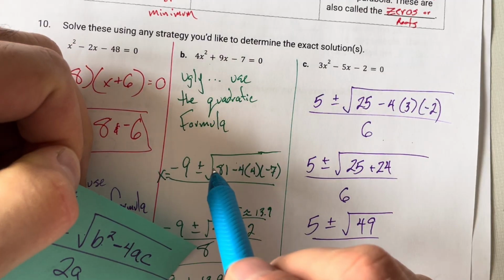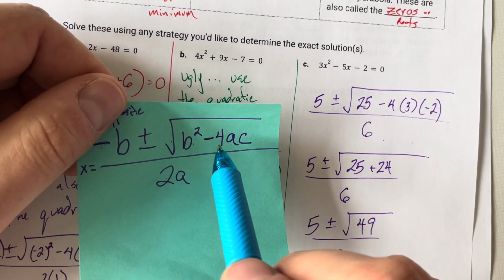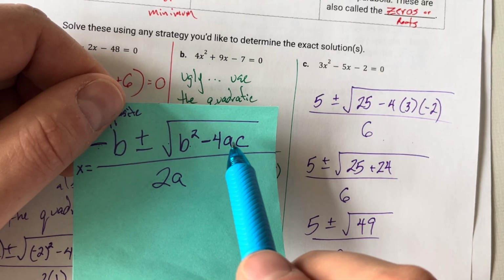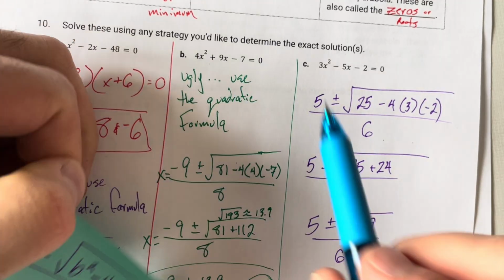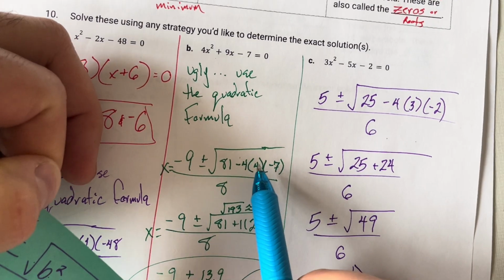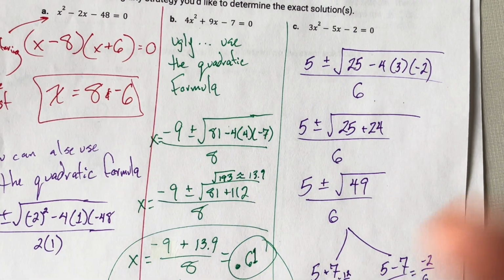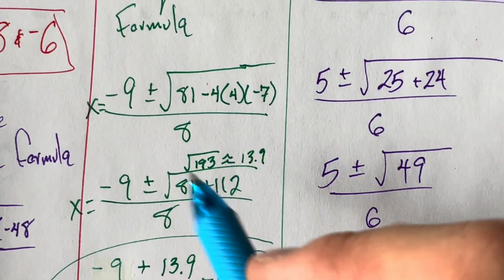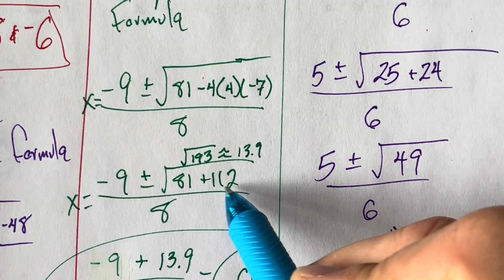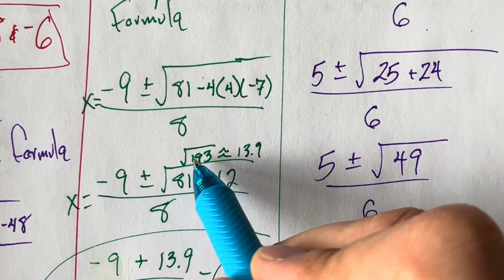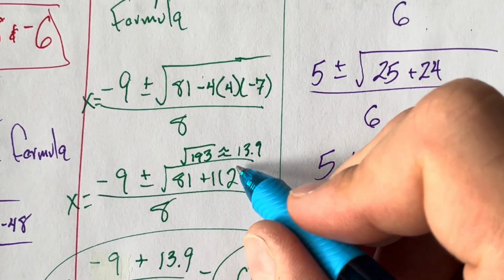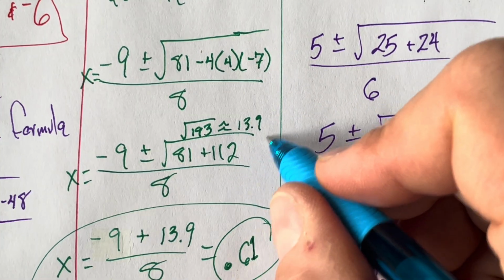9 times 9, 81. Okay. Then I'm going to have -4 times a, which is 4, -4 times 4 times the c value, -7. Now we have a negative times a negative. That's going to result in a positive. When we do that math, I'm going to zoom in here. When we do -4 times 4 times -7, we get positive 112. Add that to the 81, and we get 193. Now that doesn't have a nice square root, but it's 13.9. So we can roughly say it's 13.9, and we'll use that going forward.